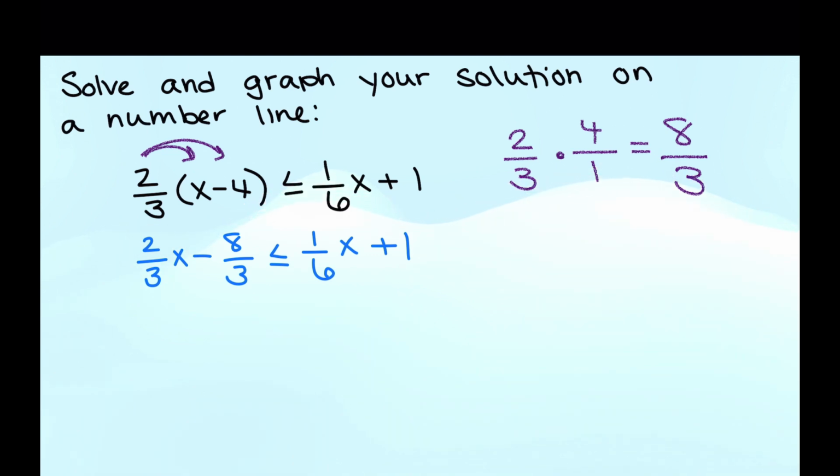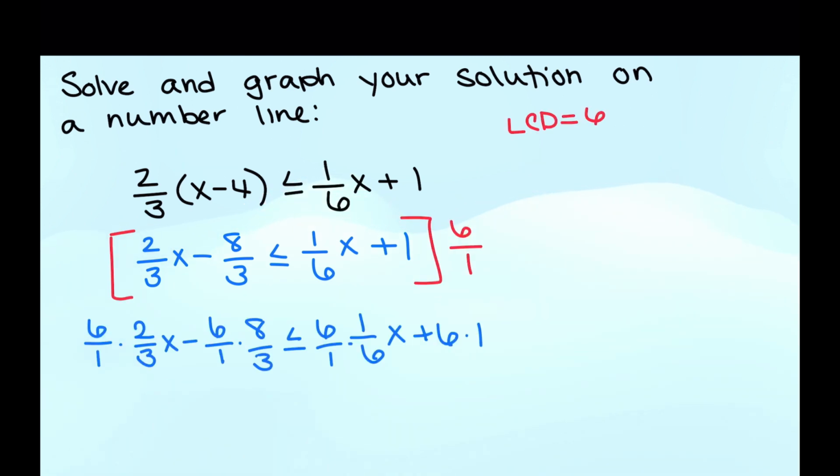Now I'm going to use the same strategy. I'm going to multiply everything by the least common denominator and try to clear the fractions. I have denominators of 3 and 6, so my LCD is 6. 6 is divisible by both 3 and 6. So I'm going to take 6 times 2/3 x minus 6 times 8/3 less than or equal to 6 times 1/6 x plus 6 times 1. To make sure I multiply every single term by 6.